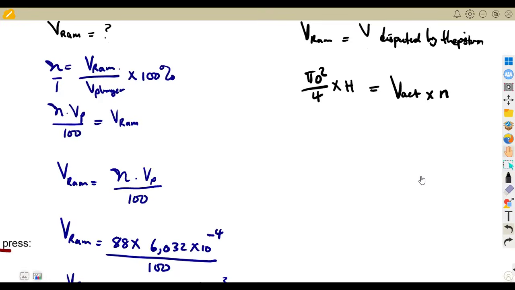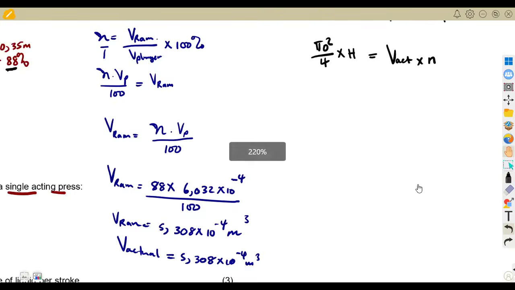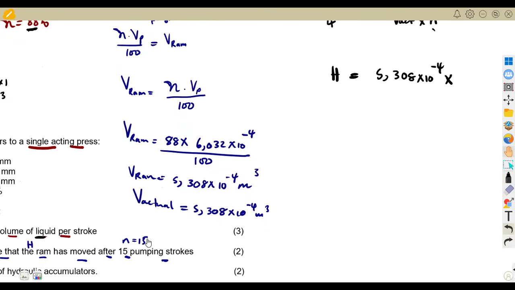So if they are the same, therefore we can calculate our H from this because we have got the actual values here that we had before. What we need is this H. So we can just divide this side. H is going to be equal to the actual volume that we had, 5.308 times 10 to the exponent of -4, times the number of pumping strokes. How many pumping strokes are we given there? 15. So we're going to multiply by 15 over what?